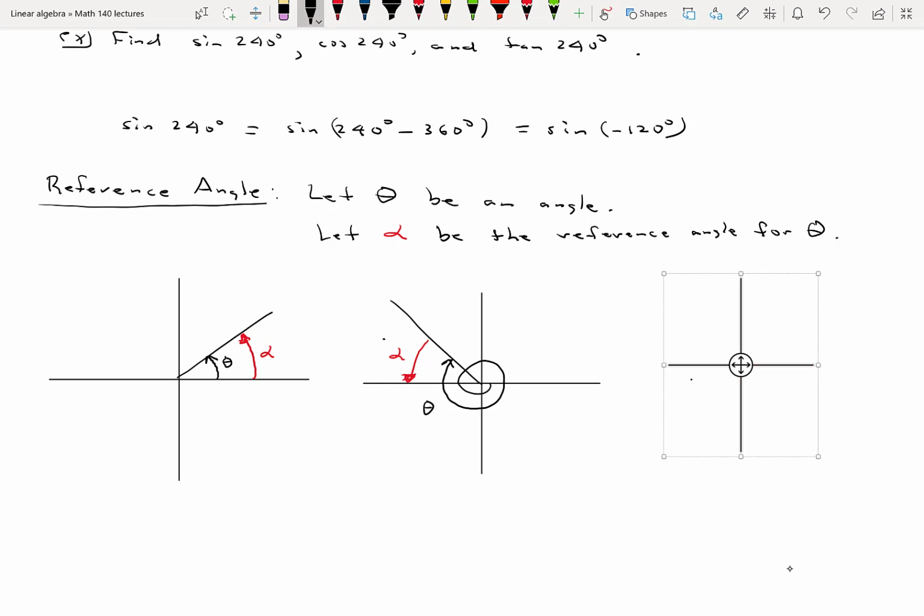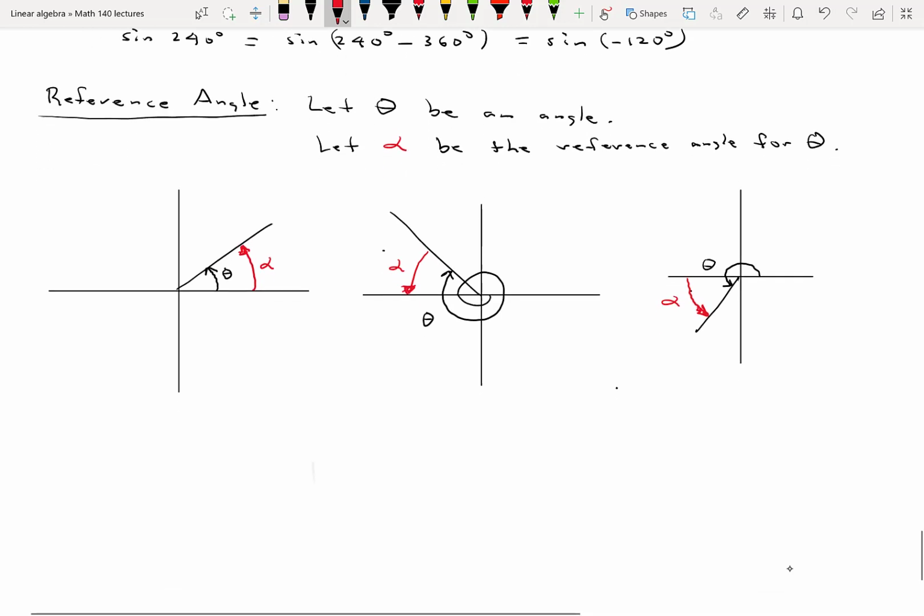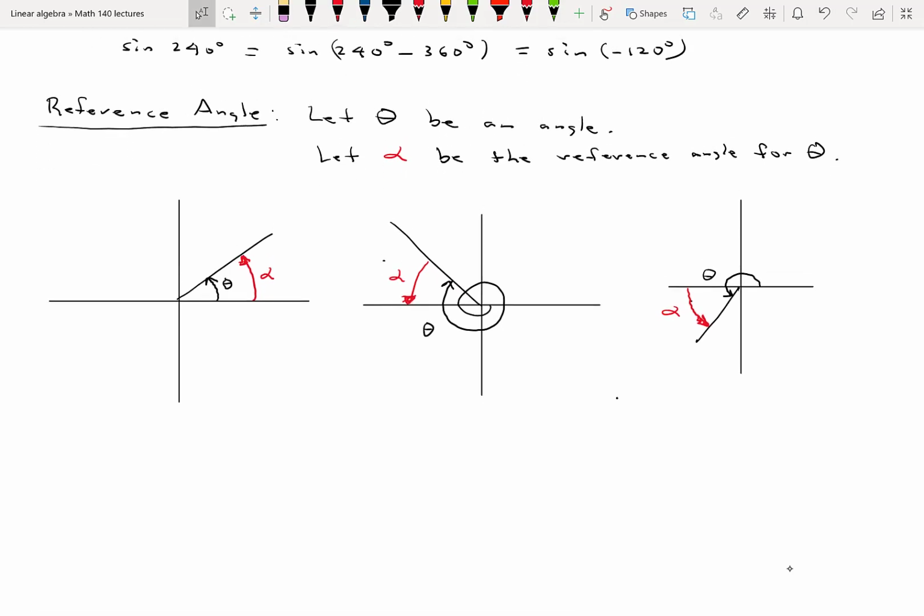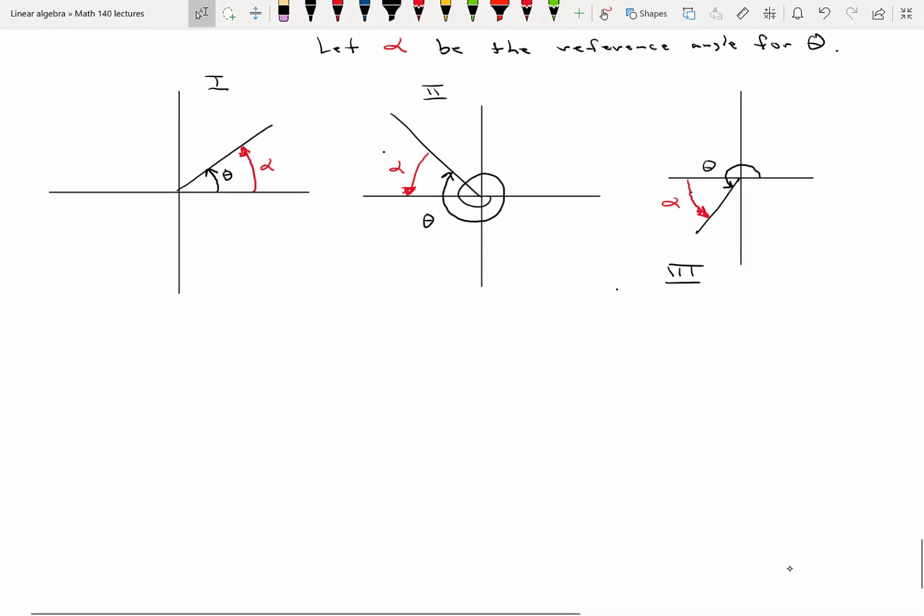Here's our next angle. Suppose our angle is in quadrant 3. And we can make it just an angle between 0 and 360. So here's the angle theta in quadrant 3. If that's the angle theta, this is the reference angle, alpha. So far we have examples of what a reference angle in quadrant 1 looks like, in quadrant 2, and quadrant 3. I said I was going to draw 5.